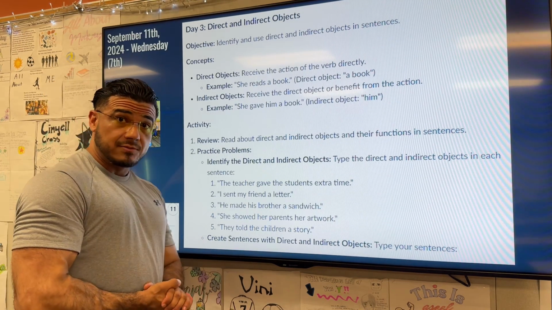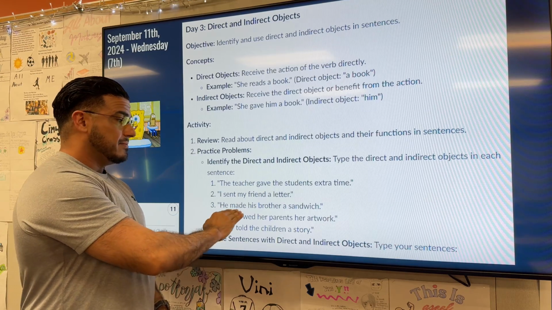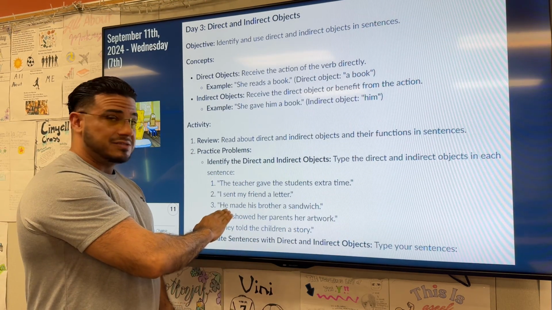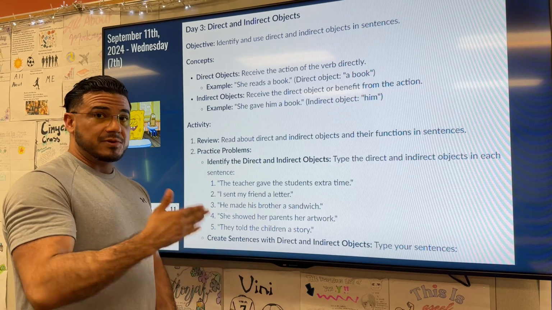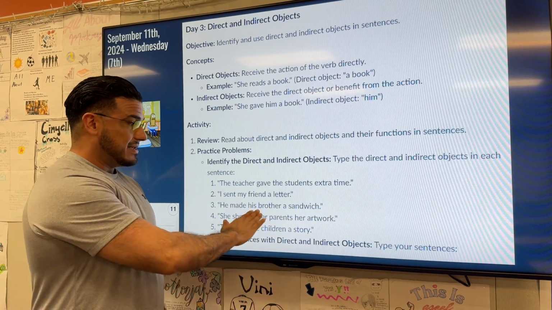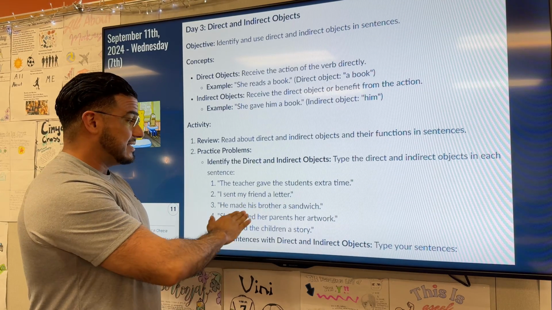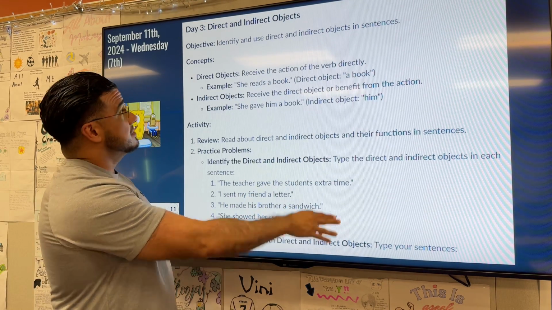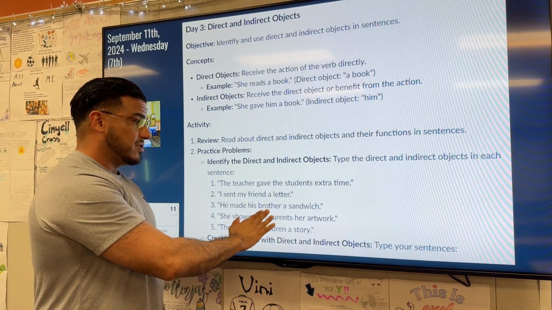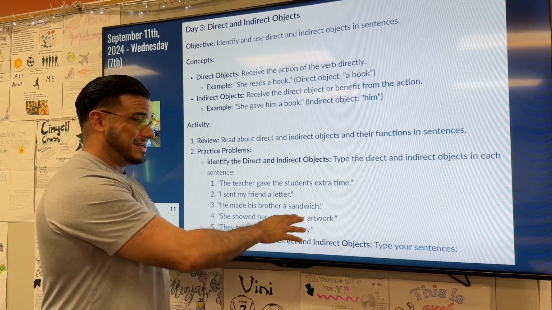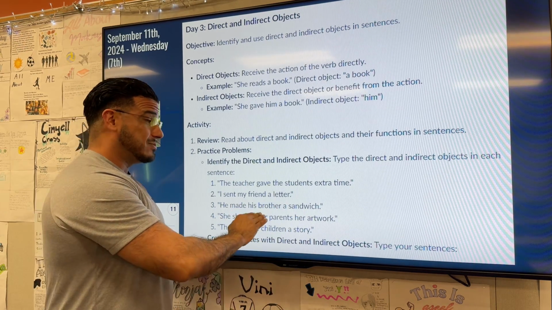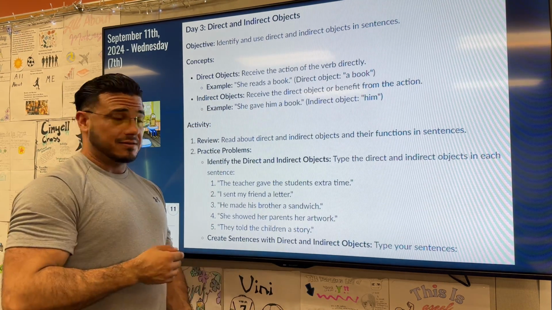Moving on to sentence number 3, we have he made his brother a sandwich. Breaking it down, we have our subject as being he. The verb associated with our subject would be made, but did he make his brother? No, he did not. Instead, he made a sandwich, which is our direct object. The sandwich we know is given to his brother, which is the beneficiary of that sandwich, or of the action of having made that sandwich. Therefore, his brother is the indirect object.